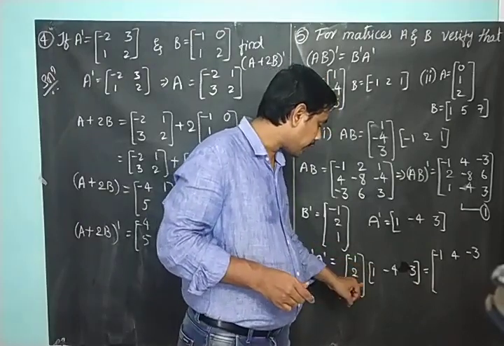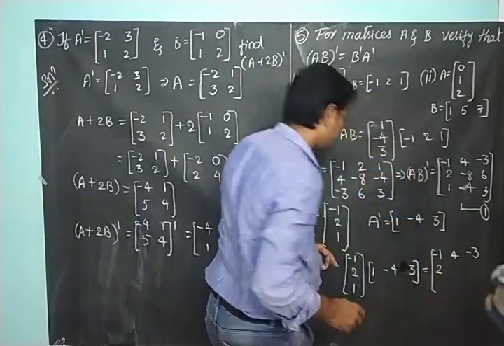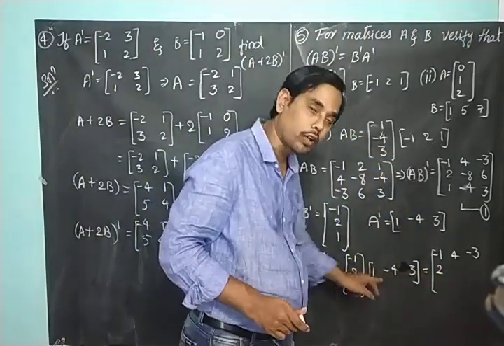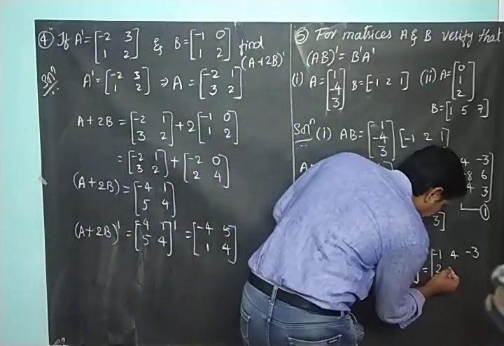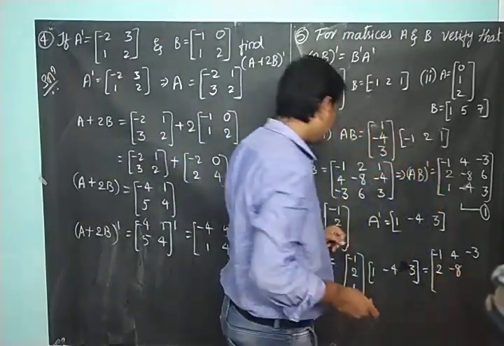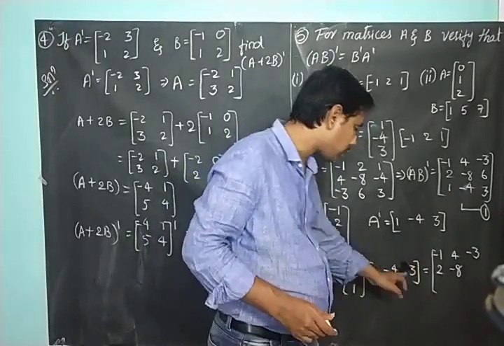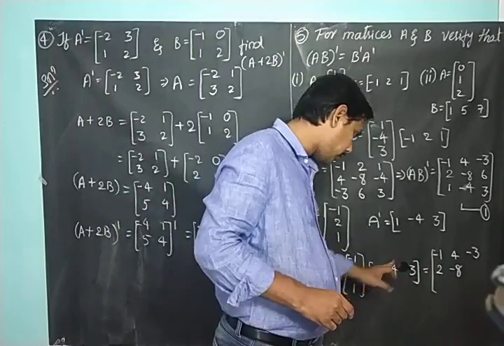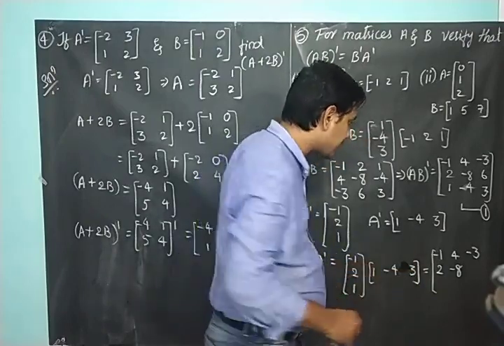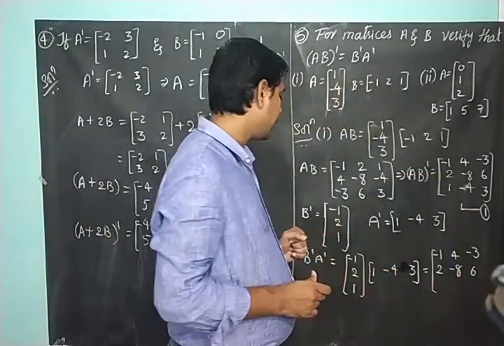Now coming to second row. Second row into first column, 2 into 1 is 2. Now second row with second column, 2 into minus 4 is minus 8. Then second row with third column. What is there in third column here? 3. What is there in second row? 2. So second row into third column, 2 into 3 is 6. Okay.